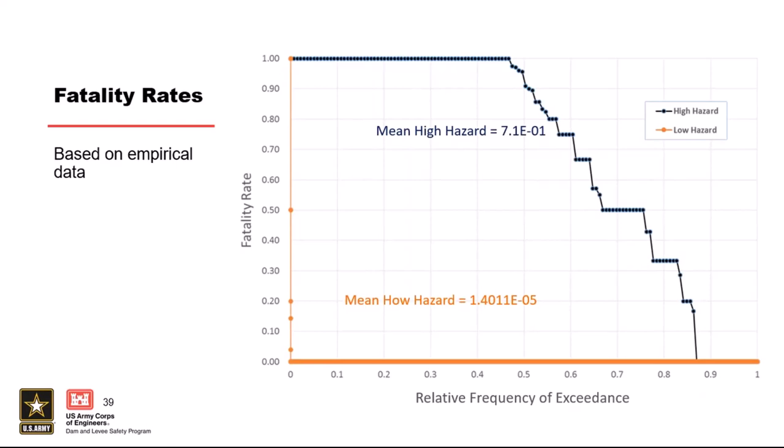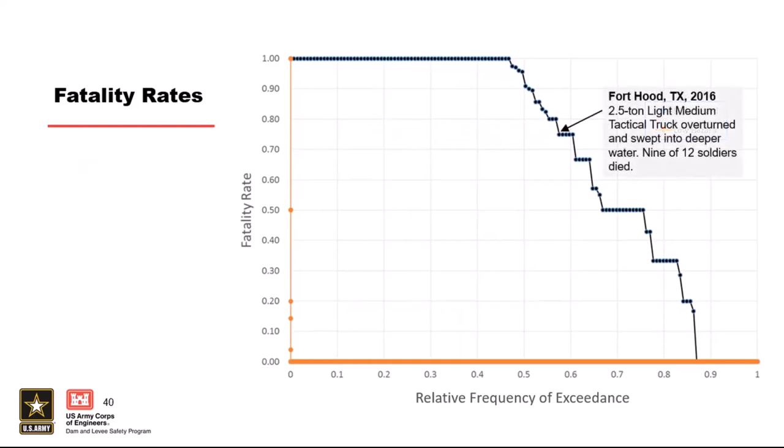How do we determine fatalities? We've determined their hazard bin by their stability and their submergence. But for fatalities, we use these two functions, high hazard and low hazard function. Every dot on that curve represents a case history of a group of people who were caught in flooding and the fatality rate of that group. So as we're going along, here's an example. Fort Hood, Texas in 2018, 9 of 12 soldiers lost their life because that vehicle lost stability, was washed into deeper water. High hazard situation, 9 of the 12 lost their life, that becomes that fatality rate for that point.